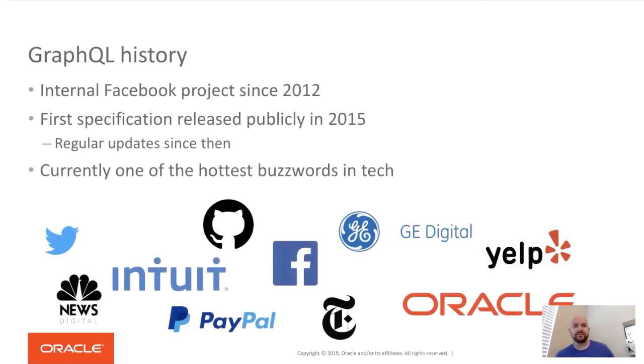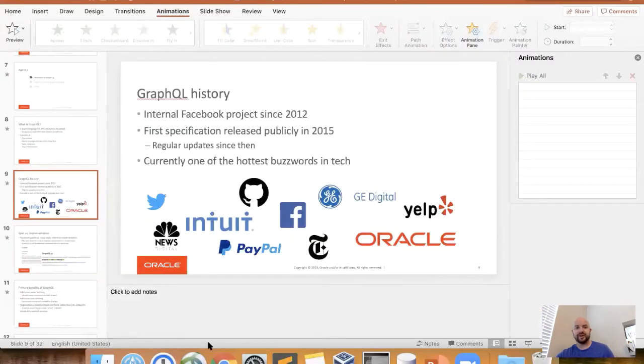GraphQL started back in 2012 as an internal project at Facebook. They released a spec publicly in 2015, and they've been doing regular updates since then. Currently, in 2019, it's one of the hottest words in tech. So everybody's sort of jumping on the GraphQL bandwagon. That includes Oracle. We know of at least one team within Oracle that's using GraphQL pretty heavily. But as you can see, there's a number of other really big names here, including, and I think this one's a big one, GitHub. We all use GitHub today, and I just want to show you real quick.